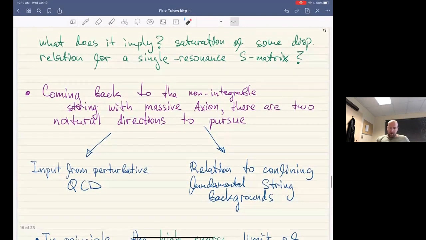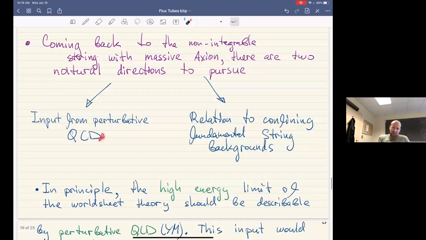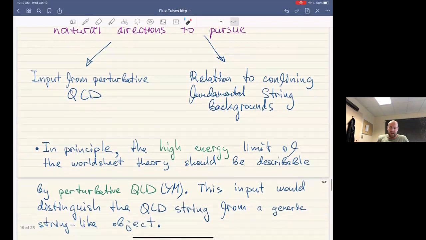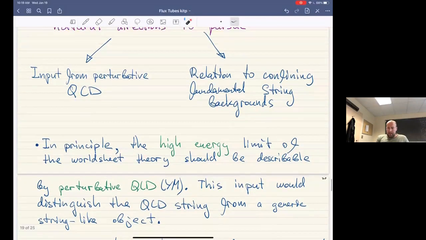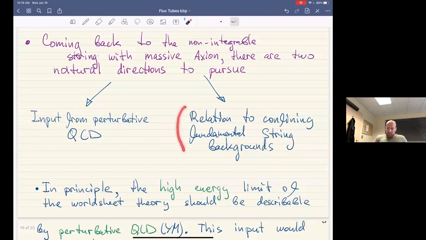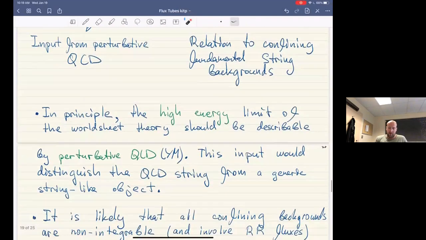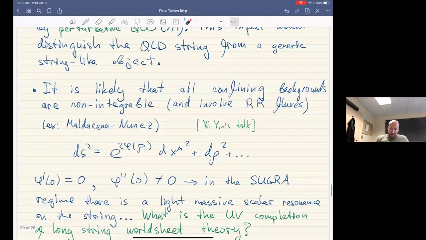And then coming back to the non-integrable string with the massive axion, there are two natural directions to proceed. One is to have some input from perturbative QCD, because in principle, the high-energy limit of the worldsheet theory should be describable by perturbative QCD. And then another direction that we want to pursue is to look for relations to confining fundamental string backgrounds. These theories are in a different universality class, because at least in the supergravity approximation for confining string backgrounds, the leading massive mode on the string will always be some sort of dilaton.